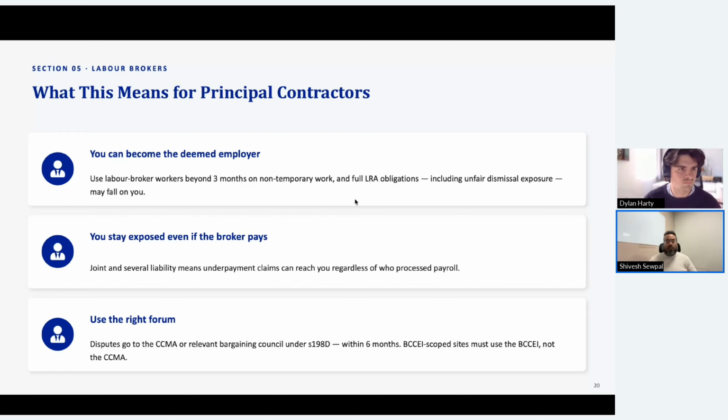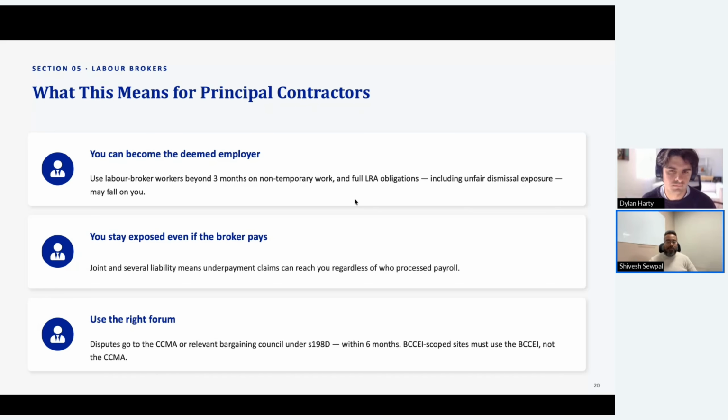Third, forum matters. Disputes under Section 198A to 198C follow the dispute resolution route in Section 198D. And if the site falls within BCCEI scope, the matter may need to go to the BCCEI dispute structures, not the CCMA.